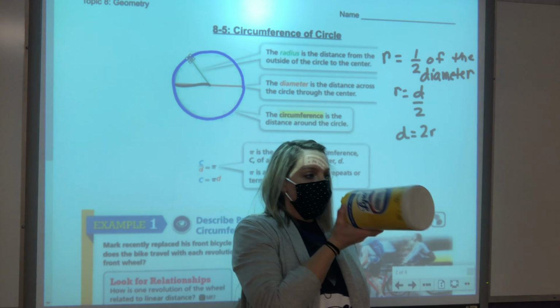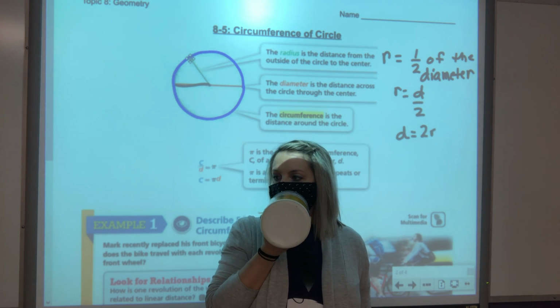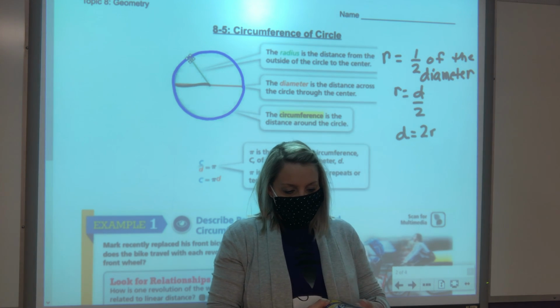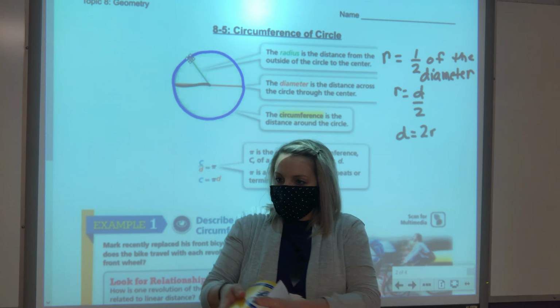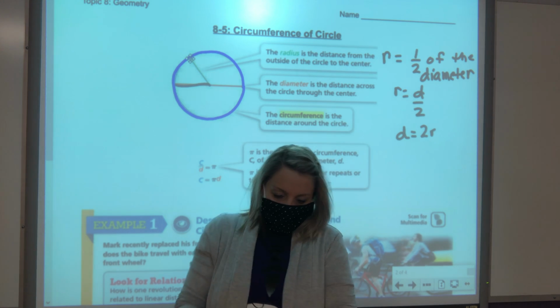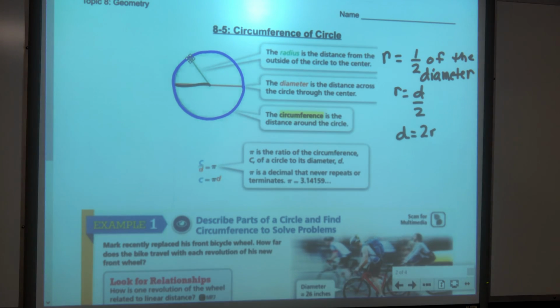Do I have a circle here? Yeah, well this is a cylinder, the end is a circle, okay. So if I find the measurement around, can I do that with this piece of paper? I need a bigger one. Let's see what I got. I cleaned out my canvas yesterday, so I should have something large.